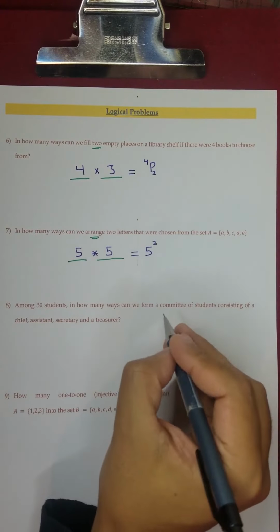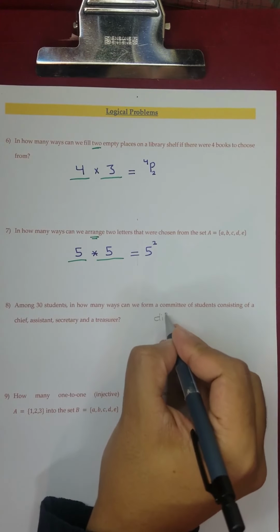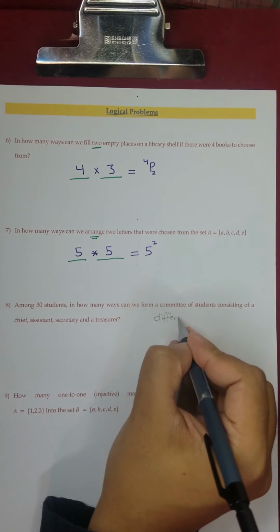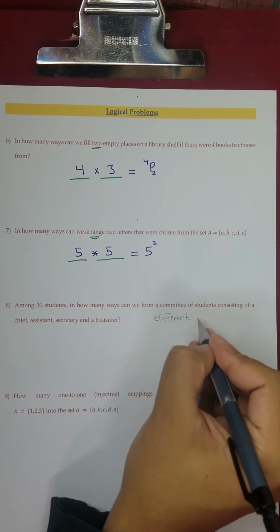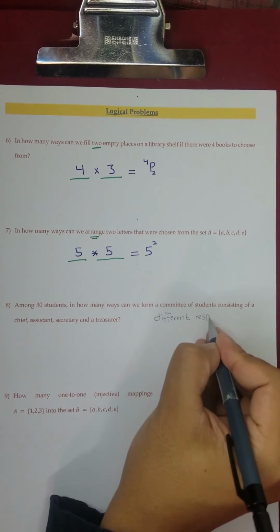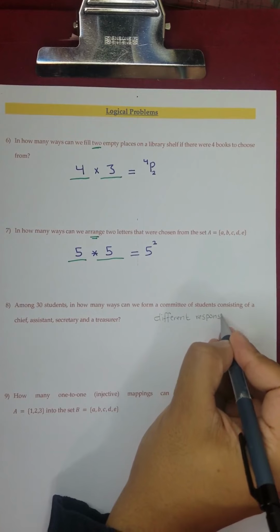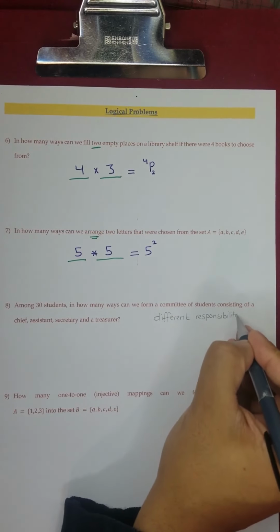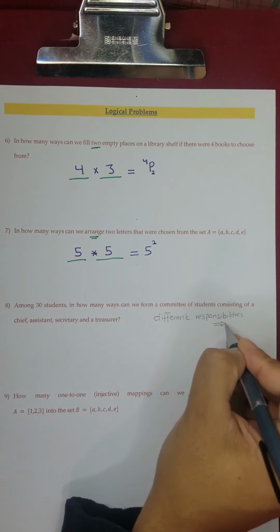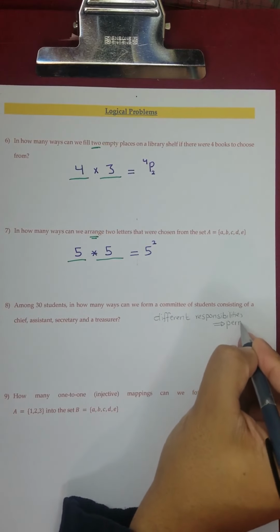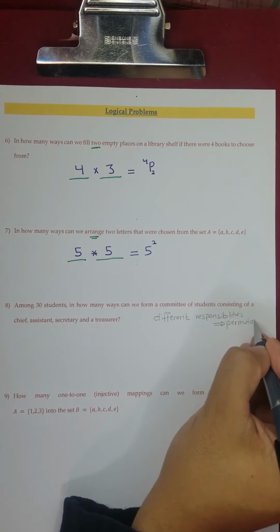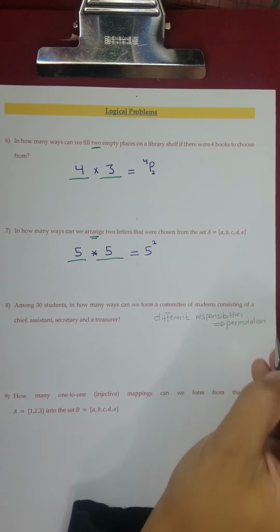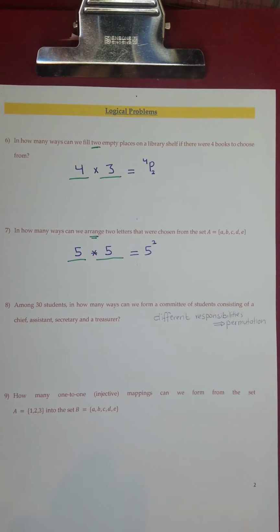Actually, whenever there are different responsibilities, then it is permutation. Why is it permutation? Because I am selecting, and then after that, I care about their arrangement. So this is going to be a permutation problem.